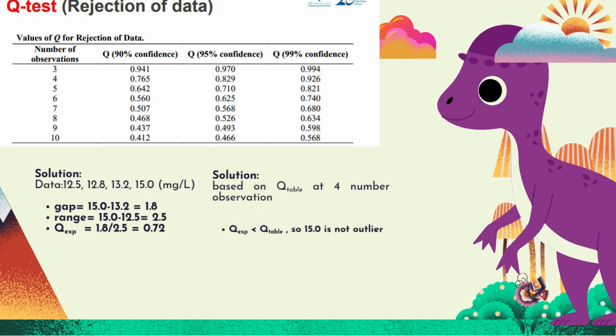Now let's see the answer. Did you get it right? We do not reject the outlier of 15.0 because its Q is still lower than the Q table value, so we can conclude that 15.0 is still in range with the other measurements taken.